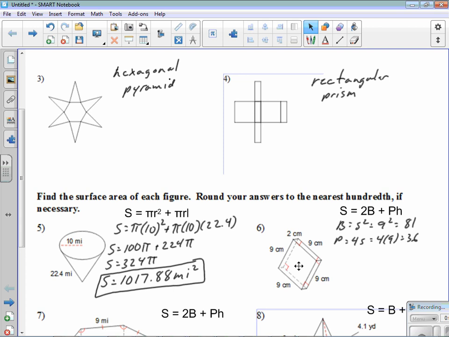And our height here is the 2 centimeters between the two squares. So surface area is going to be 2 times 81 plus the perimeter of 36 times a height of 2. It'll be 162 plus 72. So that's going to be 234 and unit centimeters squared.